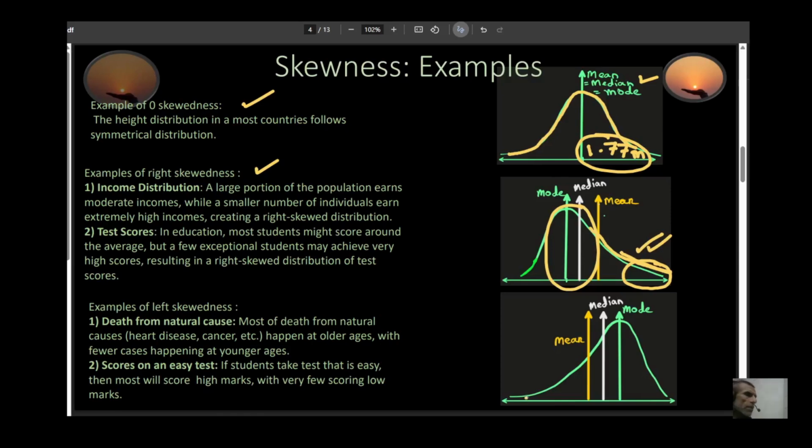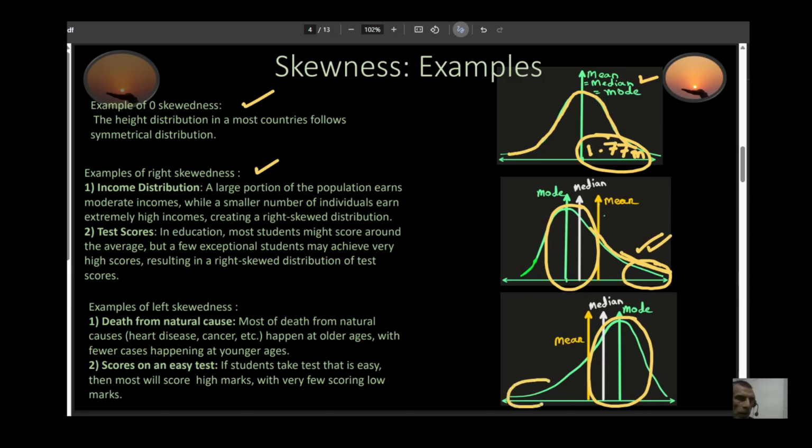Now let's look at some examples of left skewness, death from natural cause. Most of the deaths that happen from natural cause happen at older age, right here in the older age. But occasionally you may come across some cases where people die at a very young age because of natural cause.